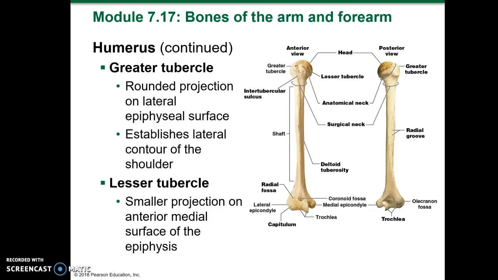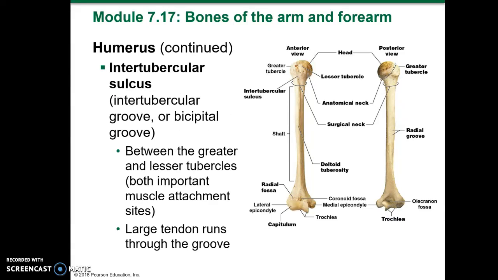The greater tubercle, as you see in the pictures to the right, is a rounded projection on the lateral epiphyseal surface. This establishes the lateral contours of the shoulder. And then the lesser tubercle is a smaller projection on the anterior medial surface of the epiphysis. The intertubercular sulcus, also called the intertubercular groove or bicipital groove, is between the greater and lesser tubercles. They're both important muscle attachment sites. A large tendon runs through the groove.